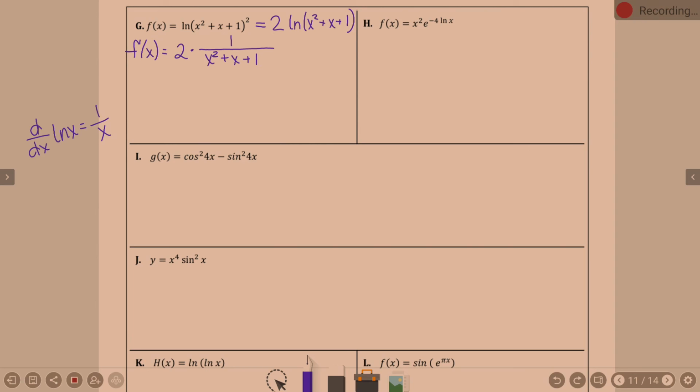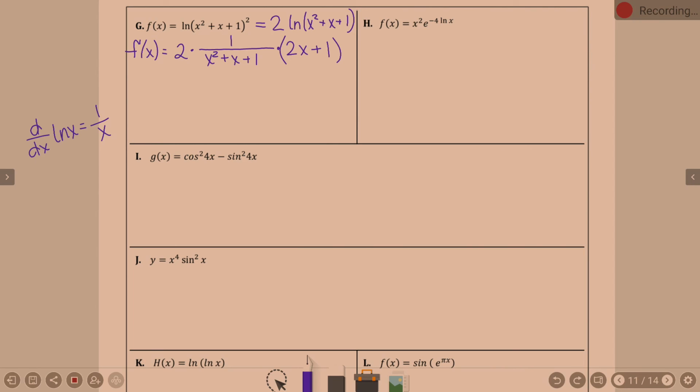So the derivative of natural log of x is 1 over the insides. The derivative of natural log of something is 1 over something, times the derivative of the inside. So now we're doing the derivative of x squared plus x plus 1, which is 2x plus 1. And it'd be a matter of writing it as a final answer.